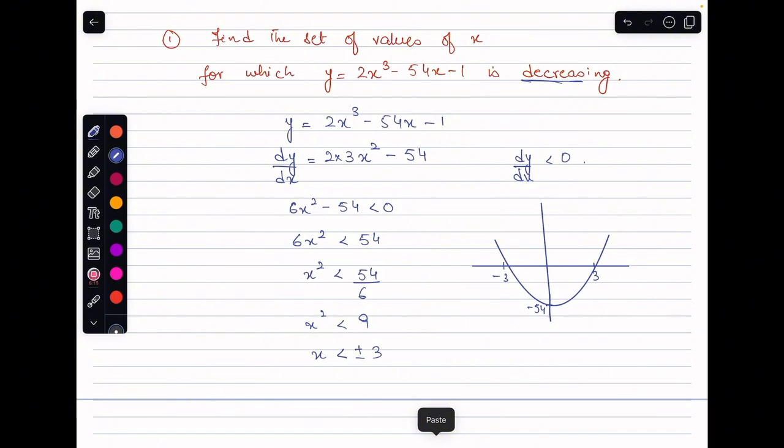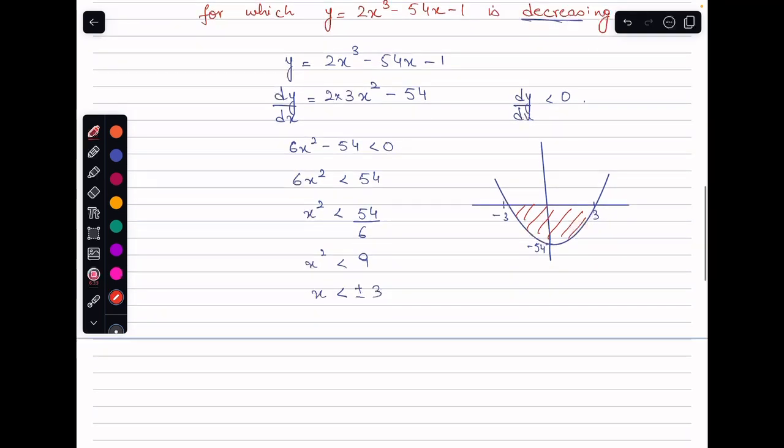So I have the negative 3 and a positive 3, and here I know for this curve to be less than 0, obviously we shall be talking about this range or this set of values of x, which is from negative 3 till 3. The set of values of x in this case shall be negative 3 less than x, which shall be less than 3. So this then shall be the answer to this question. A lot of understanding comes from quadratics to solve such increasing and decreasing functions.